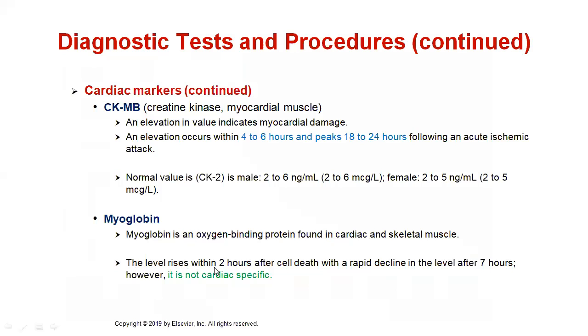The level rises within 2 hours after the cell death with a rapid decline in the level after 7 hours. However, it is not cardiac specific because myoglobin is present in myocardium and also the skeletal tissue or muscle. So it is not specific for the heart tissue. If I ask you which cardiac enzyme is specific for the heart, the answer would be troponin, right?